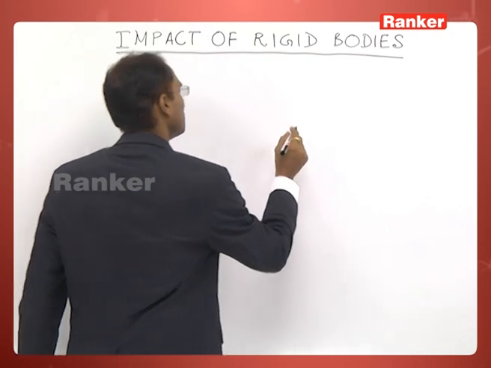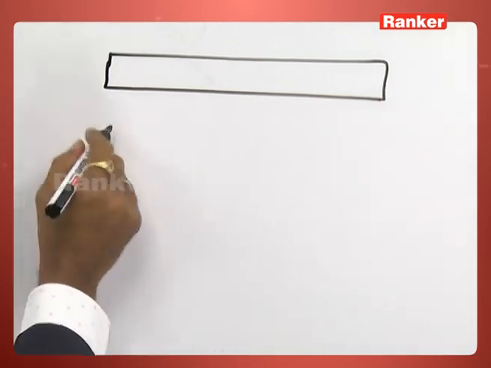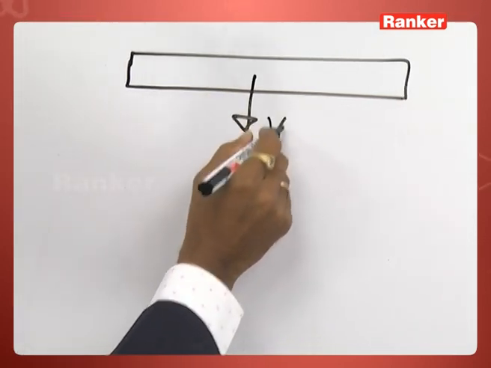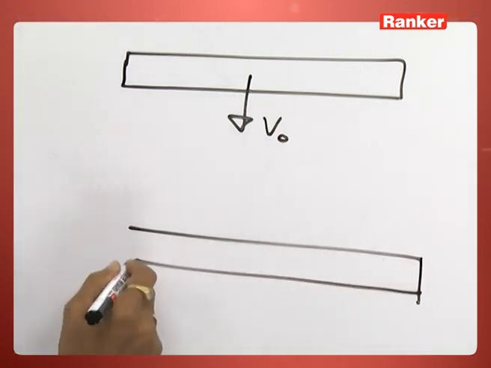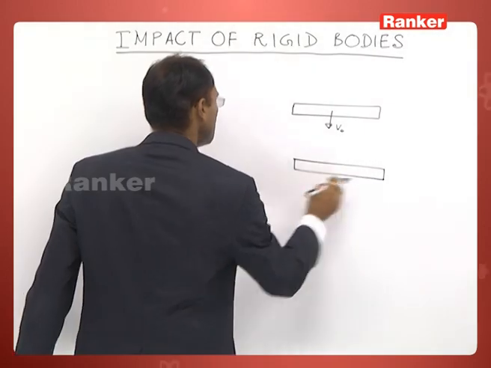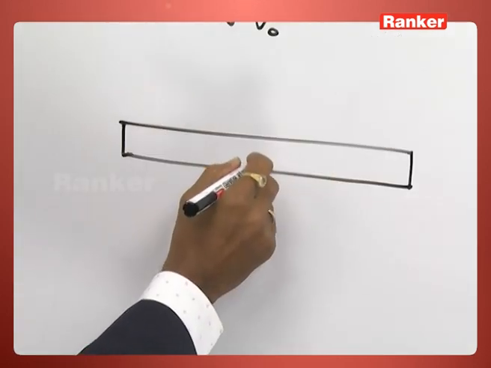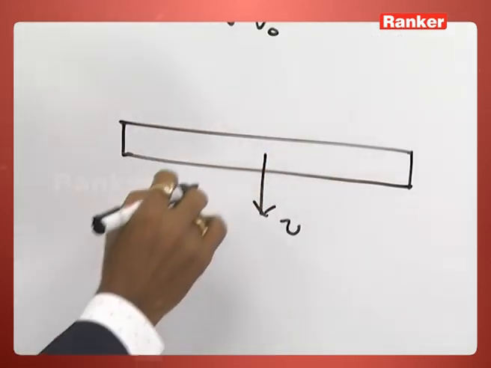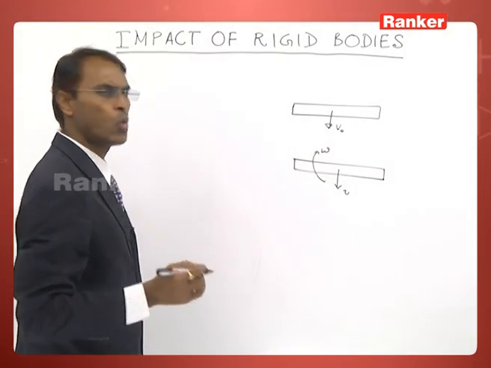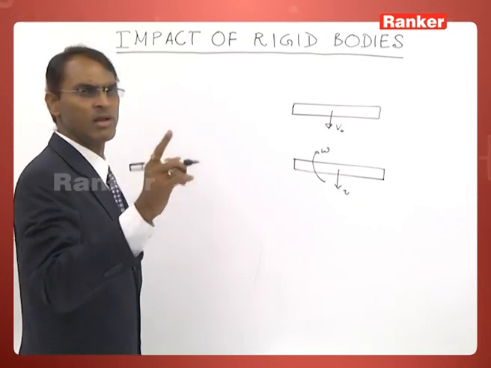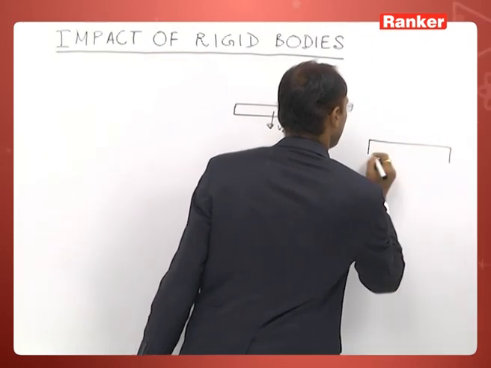Let us take another example. The rod velocity just before the impact is V naught. Rod velocity just after the impact will be equal to V and angular velocity omega. Now the question arises, why should the rod get an angular velocity? For this we need to draw another diagram.